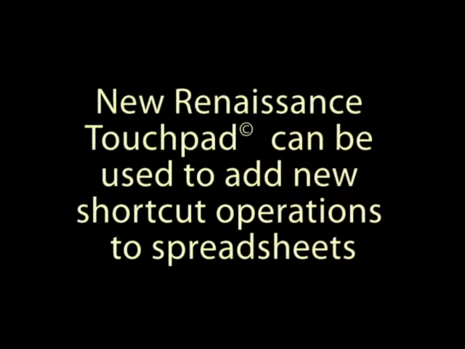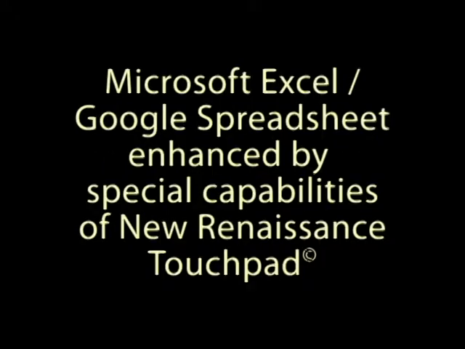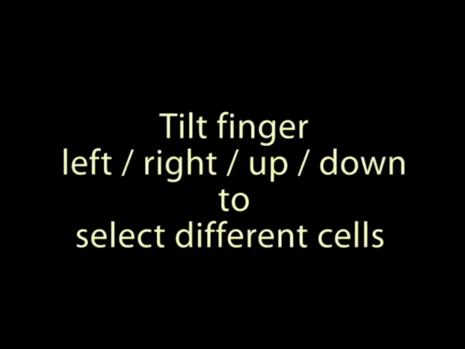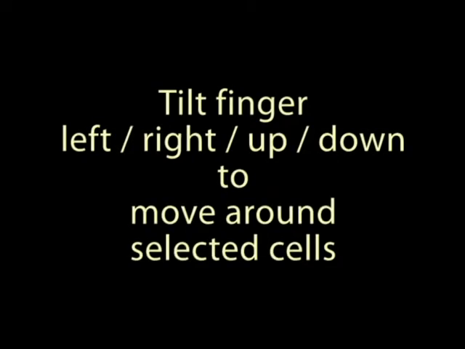Now we'll talk a little bit about spreadsheets, and we can add new shortcuts using the additional capabilities of the touchpad. We can assign some of the new operations that you could add to a spreadsheet to the new operations you can do with your finger. Here we're tilting our finger left and right and up and down. We can use that to select cells without using the arrow keys. You can tilt the finger left, right, up and down to move around groups of selected cells in a new kind of operation.